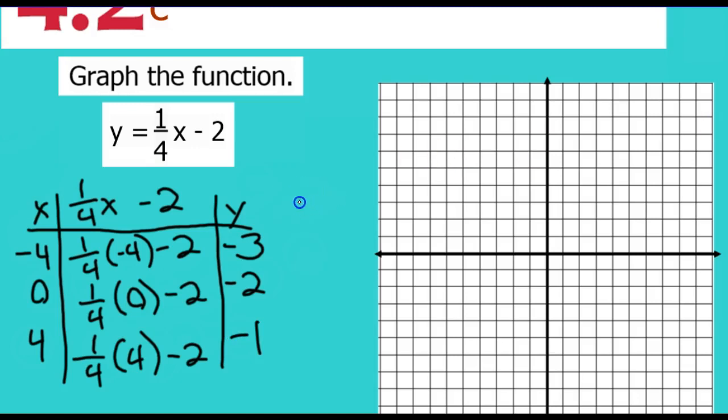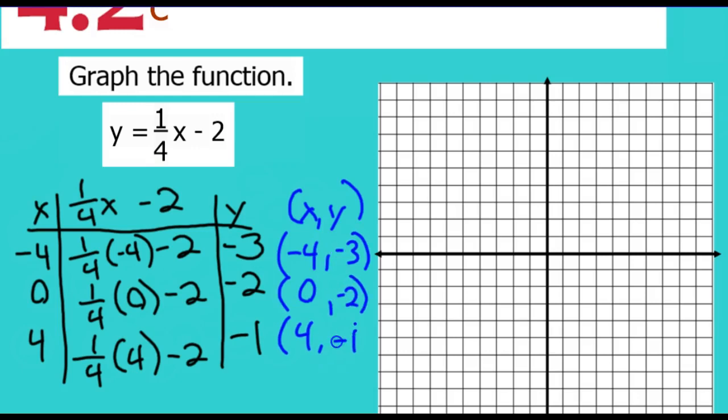So then we have to find our points, our x and our y coordinates. Our x's are -4, 0, and 4. Our y's we found out to be -3, -2, and -1. So if we graph this, we gotta go over to -4 on the x-axis first. We always do the x first. So -1, 2, 3, 4. And on our y-axis, we're gonna go down 3. 1, 2, 3. There's our first point.